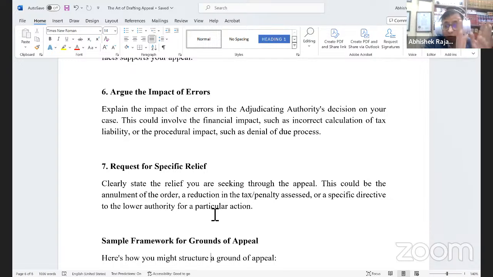See, the court cannot provide you relief which you have not requested. In one of the cases, the matter is pending before the Bombay High Court, where a relief was not requested. The court wanted to give this relief. The department argued that this relief has not been requested in the petition, and therefore the court cannot provide this relief.